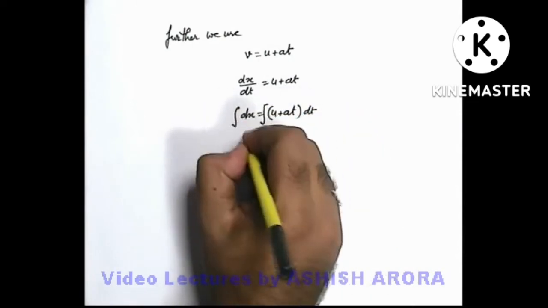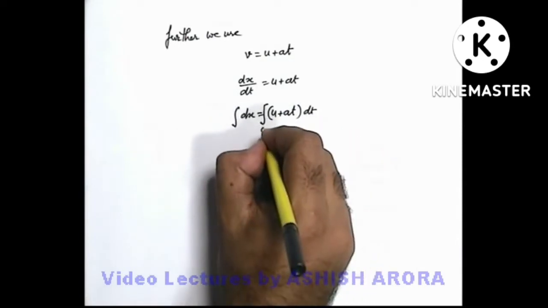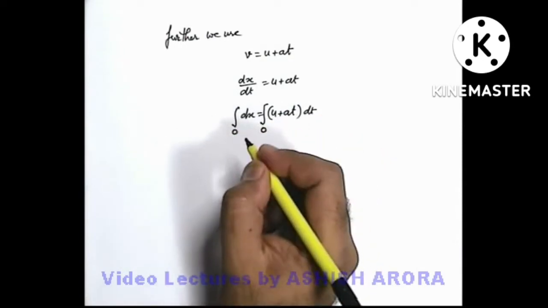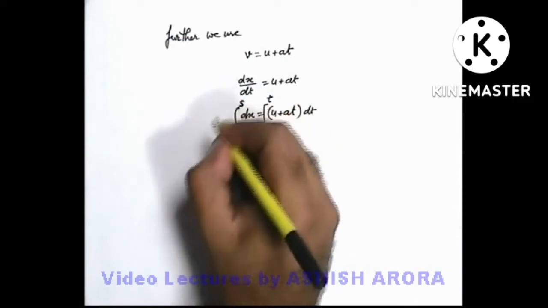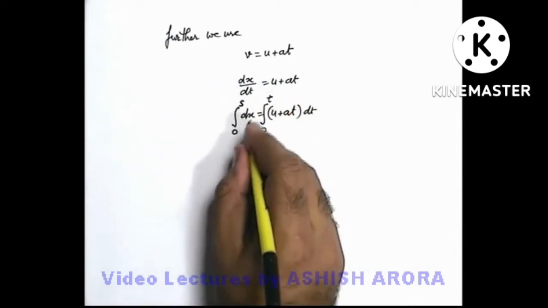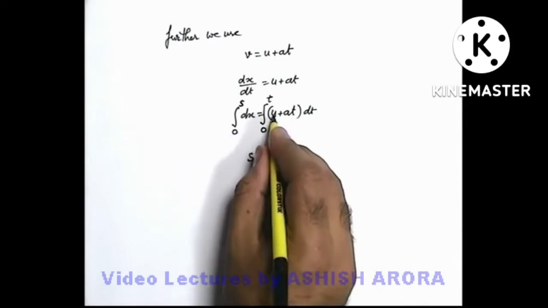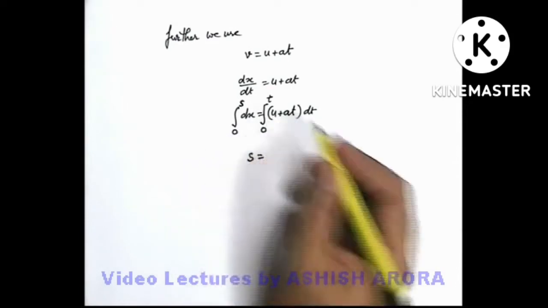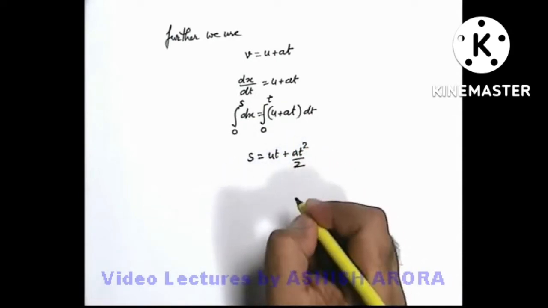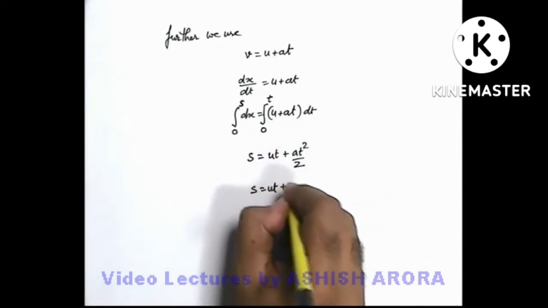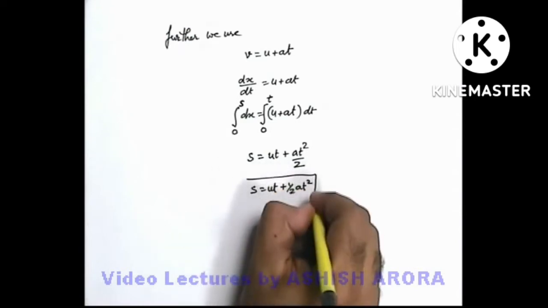If we want to calculate the displacement after time t, so we can say initially when time was 0, the displacement was 0 when the particle just started, and at a general time t the particle will be at a position say s. Then on integration we'll get integration of dx, that will be s, and if we integrate u plus at, then u and a are constant, so it can be written as ut plus at square by 2. So s is equal to ut plus half at square.